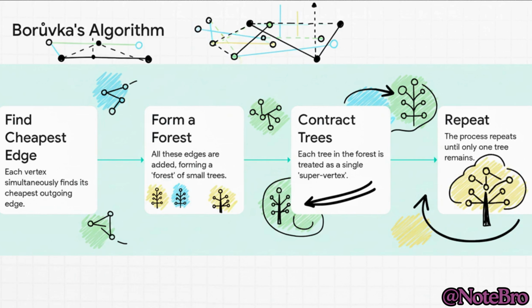Then the algorithm kind of zooms out. It treats each of those little trees as a single super vertex, and then does the whole process again, connecting those super vertices. It keeps repeating this, merging forests into bigger forests until only one giant tree is left.